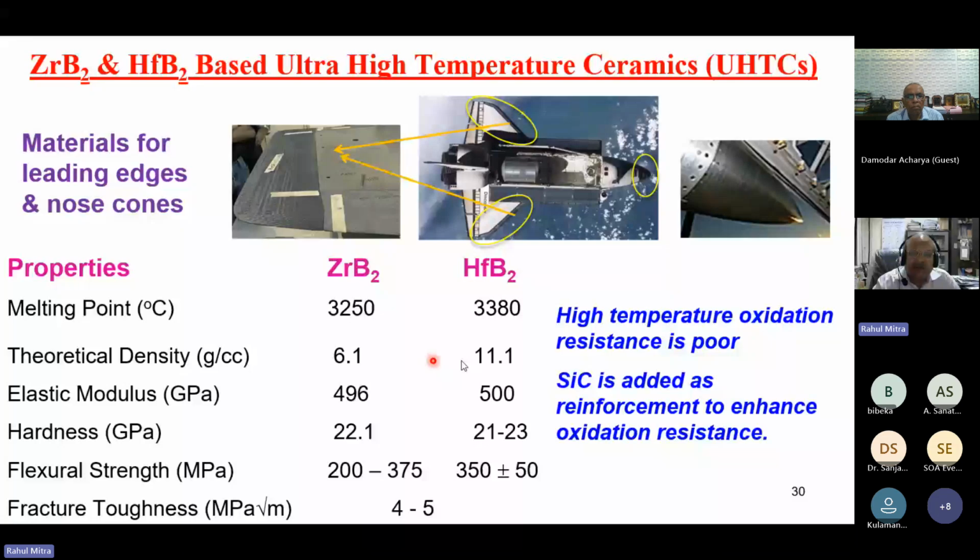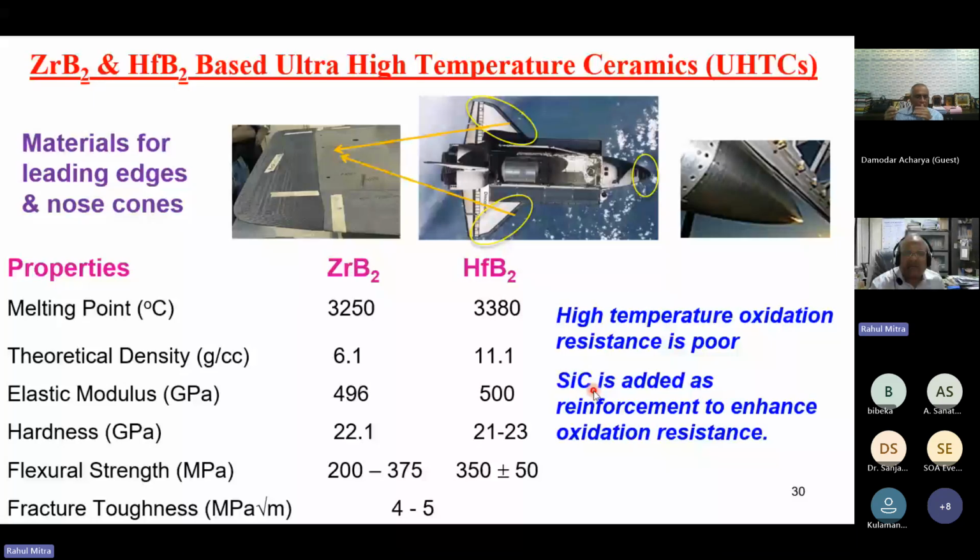Elastic modulus is quite high, near 500. Hardness is also very high. Flexural strength is also quite high, but fracture toughness is low. And again, one problem is that oxidation resistance is not very good above 1000 degrees centigrade, because ZrO2 forms a porous oxide, and B2O3 as a liquid tries to protect up to 1000, but above 1000, ZrB2 oxidation resistance becomes very poor. So silicon carbide is added as a reinforcement so that silicon carbide will form SiO2 and ZrB2 will form ZrO2 and B2O3. So B2O3 and SiO2 together form a borosilicate scale which protects from oxidation. We'll see that a little later.